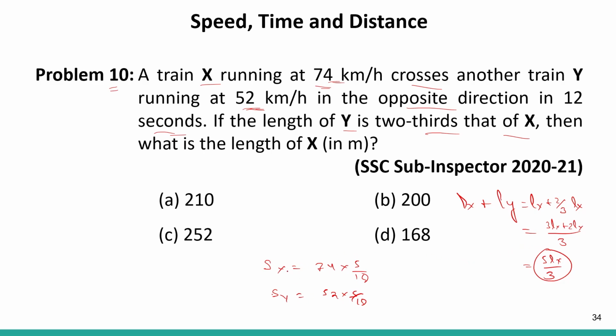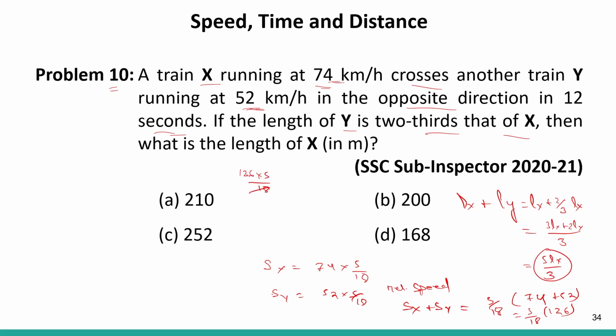Since they are running in opposite direction, their relative speed is these two added up. So Sx plus Sy is equal to 5 by 18 into 74 plus 52. This is 5 by 18 into 126. So this much will be their relative speed.